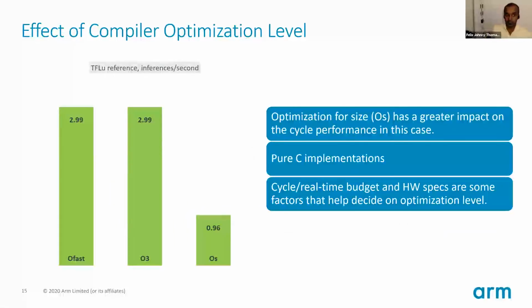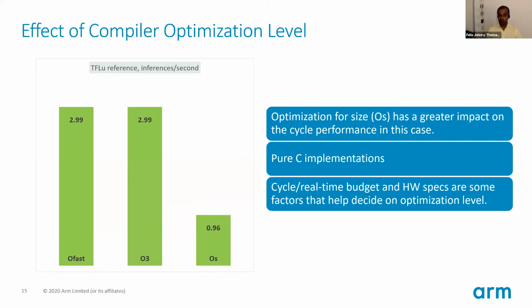Next, let's take the case of compiler optimization level. I've run the person-detect model over 3 different optimization levels. First, for the reference kernels. The OFAST and O3 are tuned for performance, whereas OS, or optimization for size, is tuned to keep your binary size small. And you can see that it is a considerable impact on the performance.